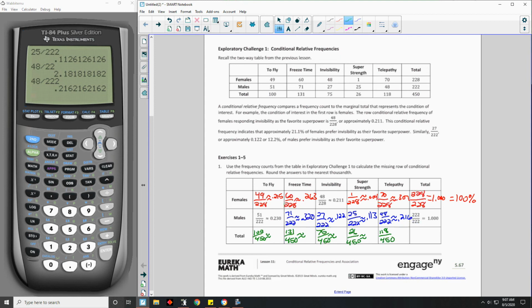And then, of course, the total 450 out of 450. And that is going to give us 1.000. All right, so now we're going to do 100 divided by 450. Oh, didn't hit the 0 enough times. Okay, it's 0.222 repeating.